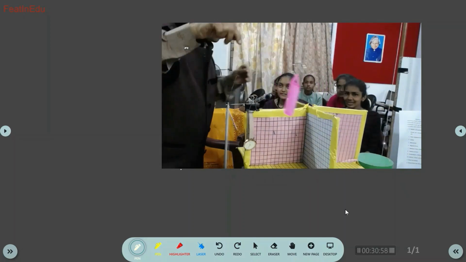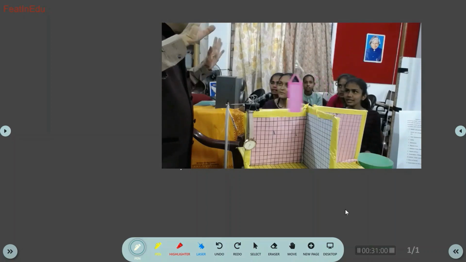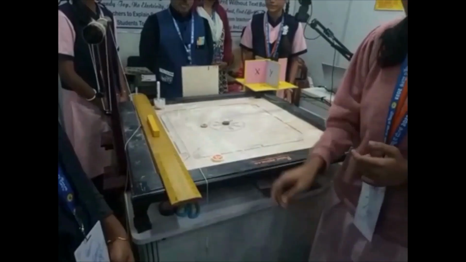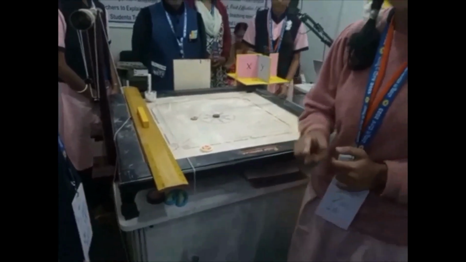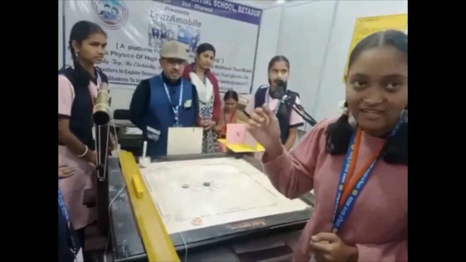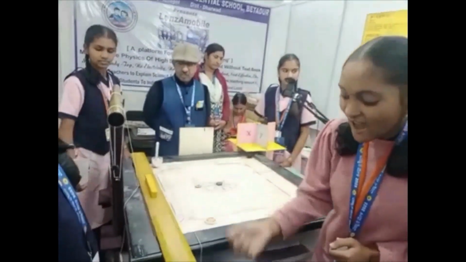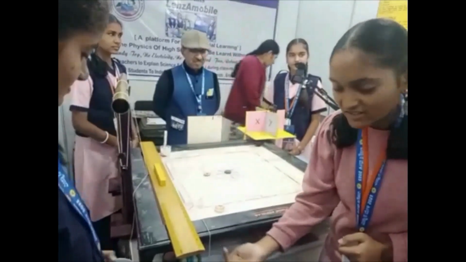Understood? So both of them were moving with... The container is at rest because there are two forces acting on it: the gravitational force, which is downward in direction, and the tension force, which is upward in direction.